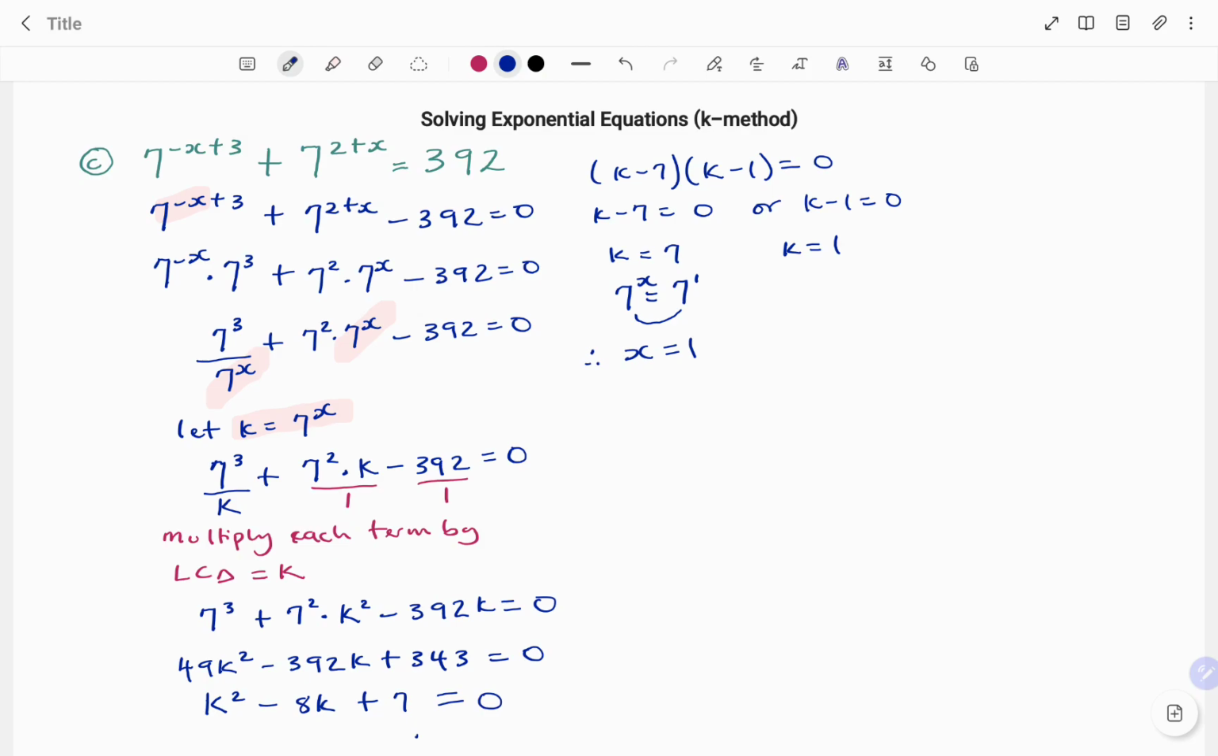And on my right hand side, replacing my k with 7 to the power of x equals 1. We know from the laws of exponents that any number raised to the power of 0 is the same as 1. So using the same base, I have 7 to the power of x equals 7 to the power of 0, which is also equal to 1. The bases are the same. Therefore, the value of x is also 0.